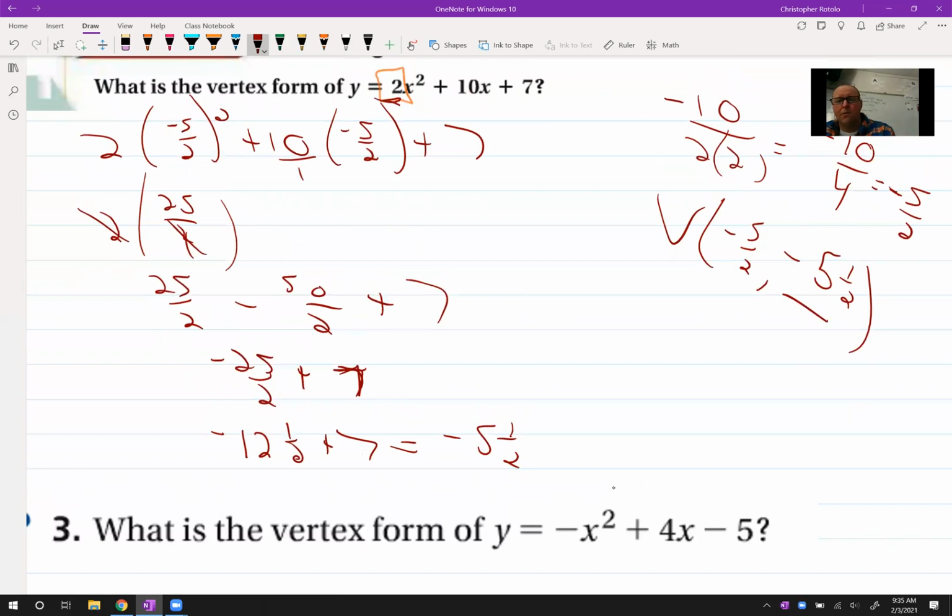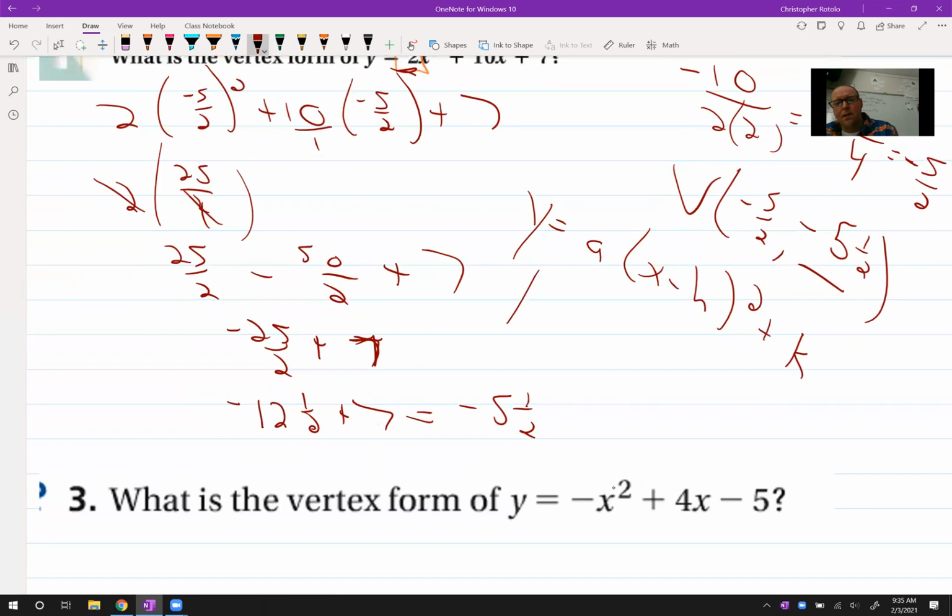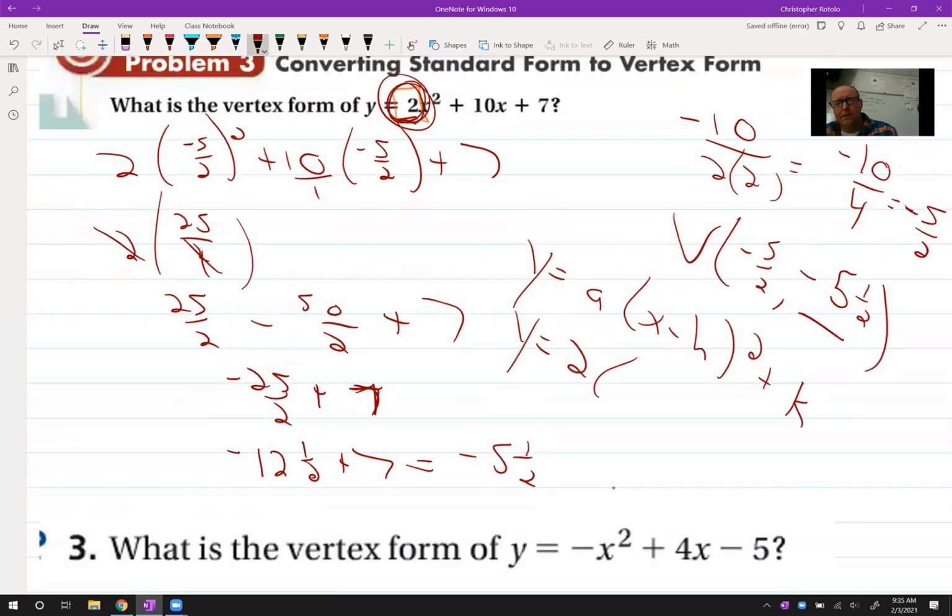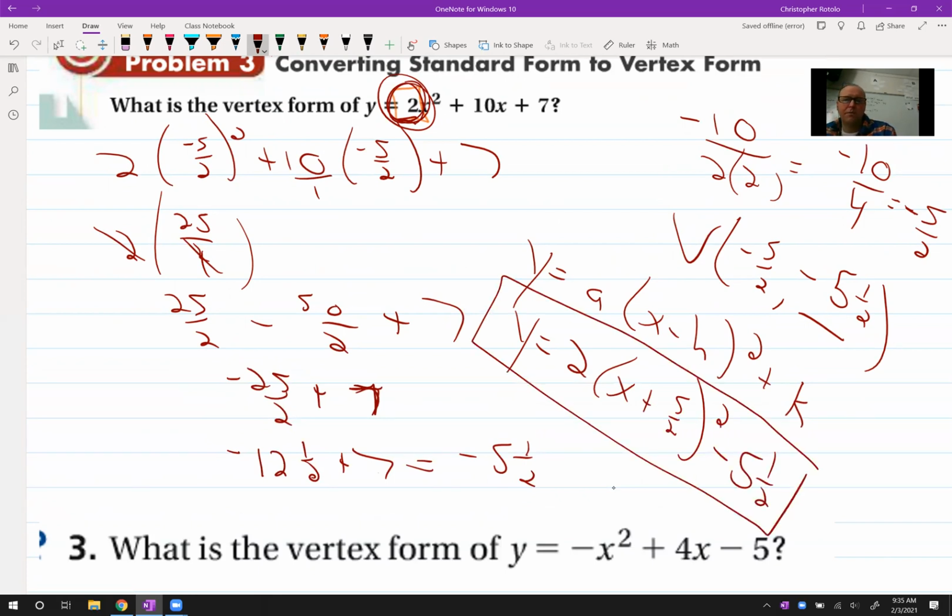So here we go. y equals a(x minus h) squared plus k. That's an h, not a b. There we go. y equals, a was 2. Where did we get that? Right up here. x minus negative, no thanks, plus 5 halves squared minus 5.5. We have taken the same equation and gone from standard form to vertex form.